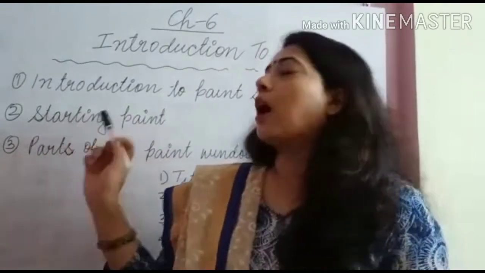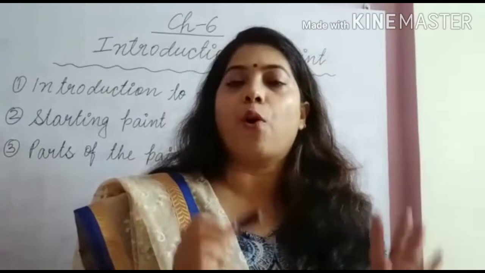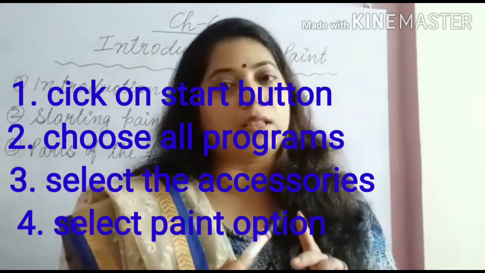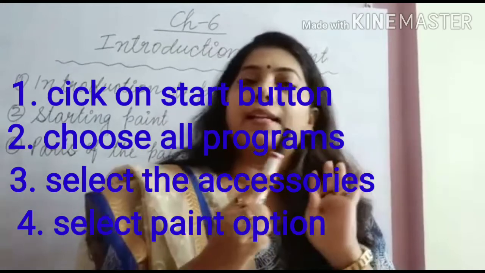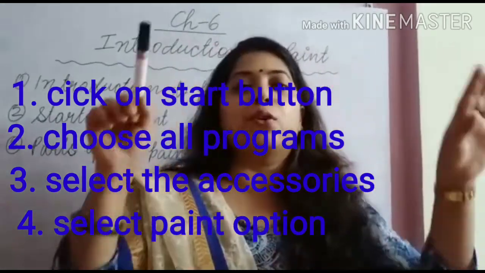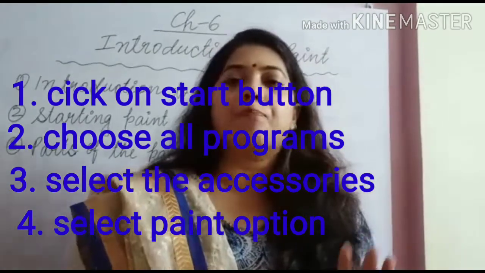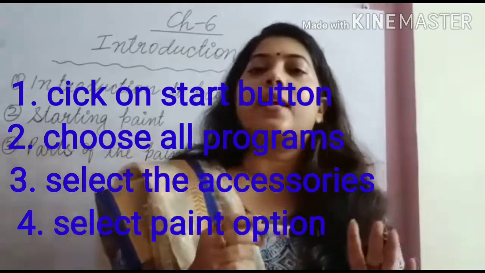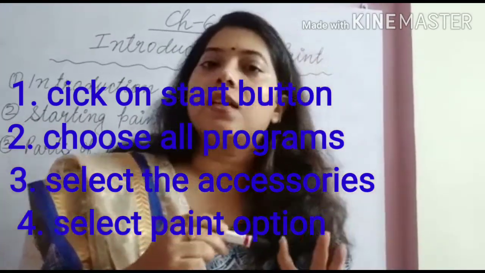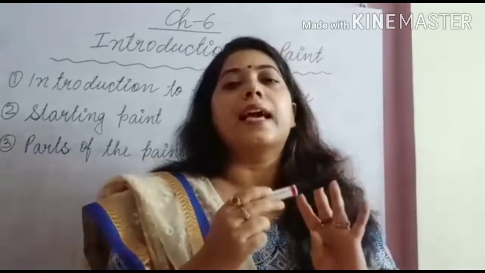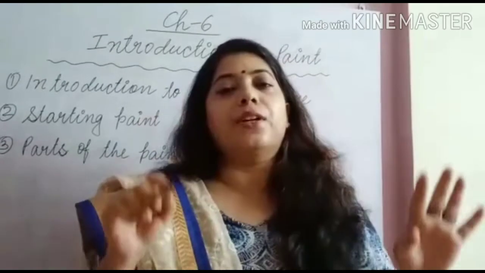Now, second is how to start a paint program. It is very easy, students. Only in 4 steps. See, first you have to click on the start button, then all programs, then accessories, and click on paint. The paint window will open on your computer screen. Very easy. Now repeat with me. Start button, then all programs, then accessories, and then click on paint, and the paint window will come on the computer screen.